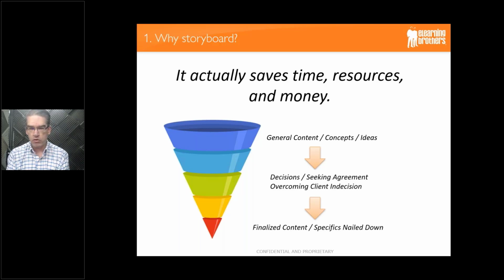They know maybe what they don't like and what they do like, but a storyboard and a DSD, if you want to go that route, really help us hone in our concepts and our ideas and taper them down until we finally get the finalized content specifics nailed down, which would be done in development. So that's one of the main reasons why I really like storyboarding: it helps us go from that high view of 30,000 feet and make changes before we get down to ground level.